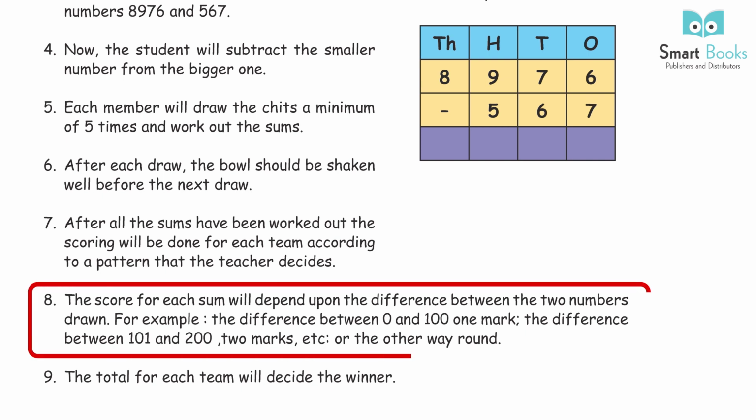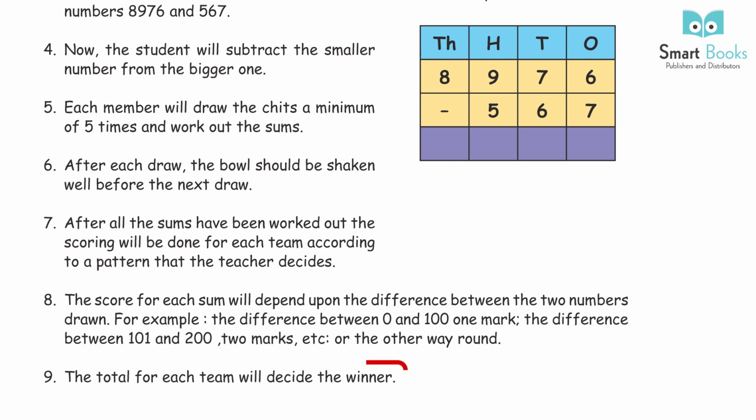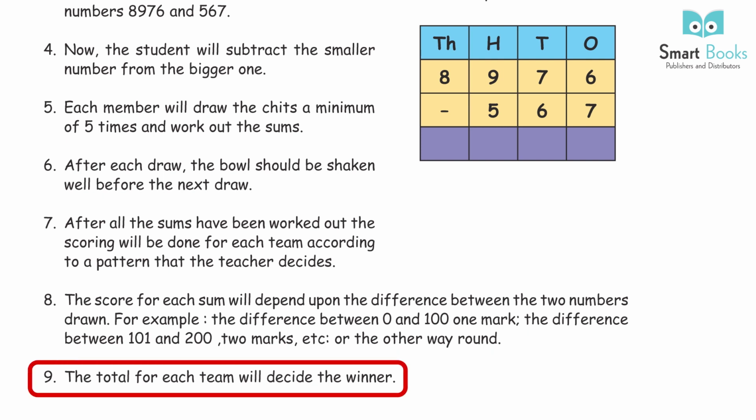8. The score for each sum will depend upon the difference between the two numbers drawn. For example, the difference between 0 and 100 is 1 mark, the difference between 101 and 200 is 2 marks, etc. or the other way round. 9. The total for each team will decide the winner.